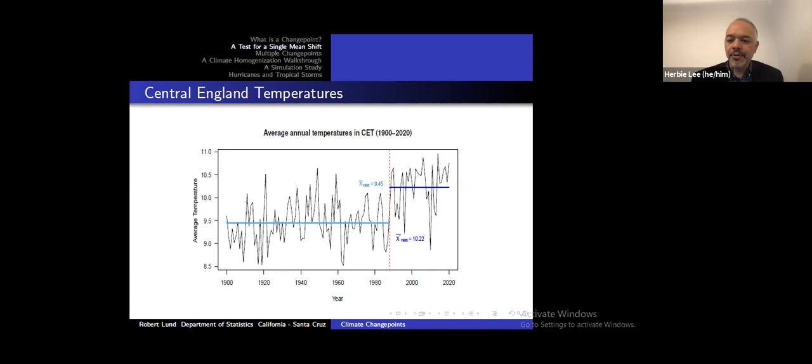All right, let me take one more question before we move on. How to balance false discoveries against false omissions in inferring change points? Doesn't that require assessing the losses from each mistake? And if so, how do we do that? We're going to get to a penalized likelihood when we do multiple change points here in a little bit. But great question.